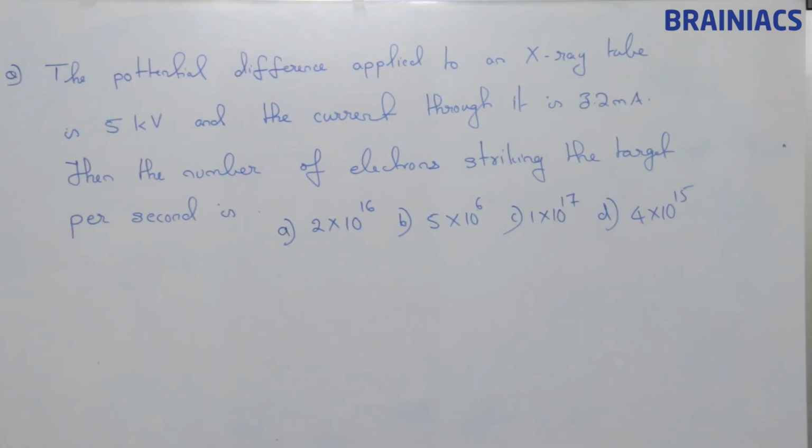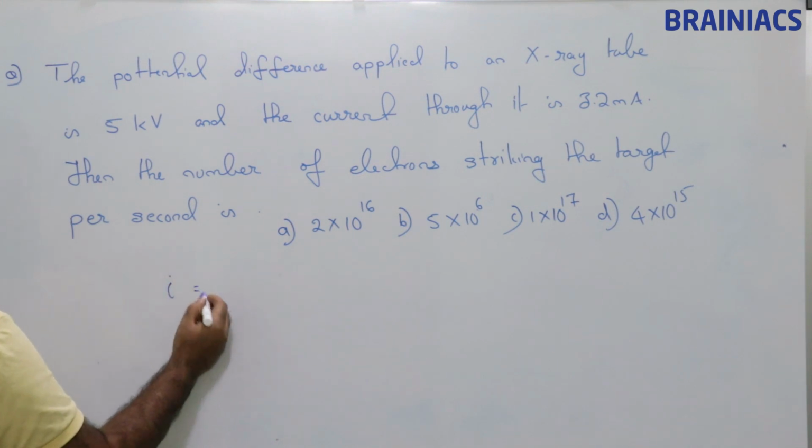Next question. The potential difference applied to an X-ray tube is 5 kilovolt and the current through it is 3.2 milliampere. Then the number of electrons striking the target per second is, that is the question.